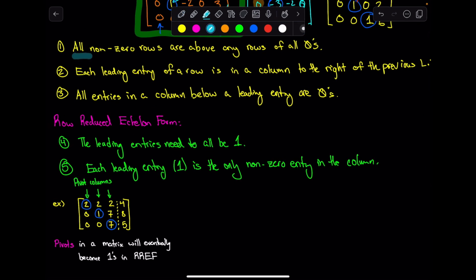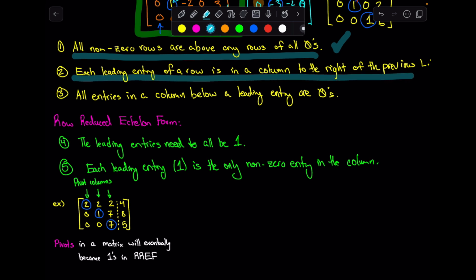So are all the non-zero rows above any rows of zeros? Well, we don't have any non-zero rows, so that's an easy check. Each leading entry of a row is in a column to the right of the previous one. That's correct, because all of these leading entries go in this diagonal pattern, which means they're all in a column that's to the right of the previous row's leading entries, so that's good. So check mark there. And then all entries in a column below a leading entry are zeros, and that is true. We have zeros here, we have zeros here, and there's nothing below the 7. So this is actually already in echelon form, so check mark.